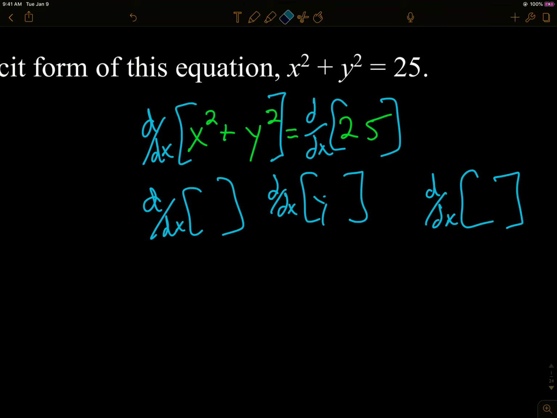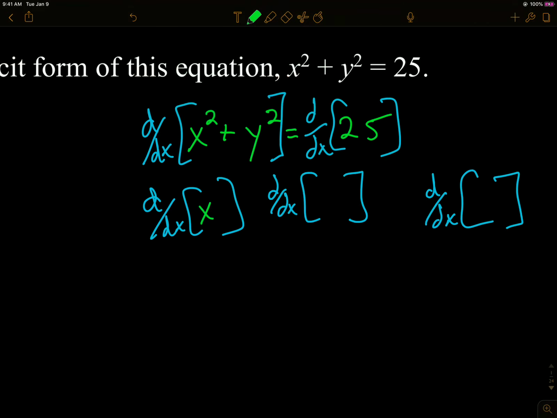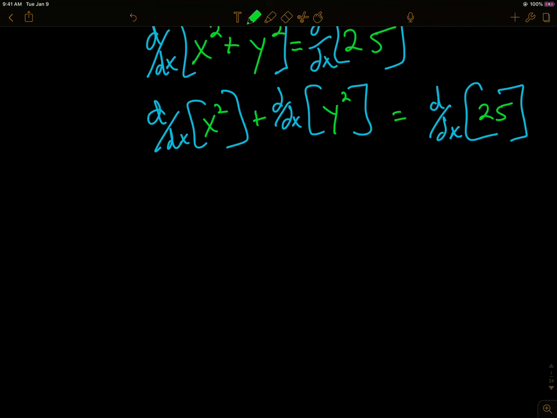I wanted to stay color coded here. X squared plus y squared equals 25. So the derivative of x squared is 2x. The derivative with respect to x is 2y. So y is not a constant here. We're considering y to be some other variable that's changing as well.